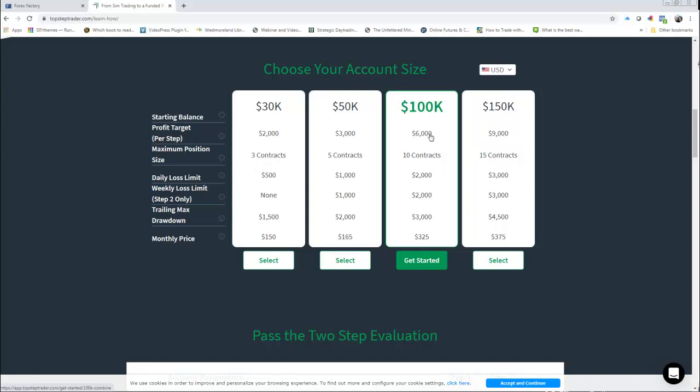You know, it might be worthwhile going after it, resetting and going after the 100K account. 6,000 target. You have a 3,000 max drawdown, so it's still the 50K is 2 and 3. This is 1 and 2. This is still the best one to go after, though, in my humble opinion. You just have to use one contract at it. It's tough, though.